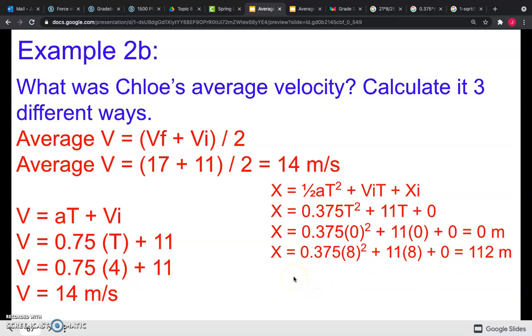Okay, and so then again, now we're going to calculate the slope using rise over run. So her rise, what was her change in position? Well, that's going to be 112 minus 0. Her run, that's her change in time. That's just going to be 8 minus 0. 112 divided by 8 will end up equaling 14 meters per second. So we got the same answer a different way.